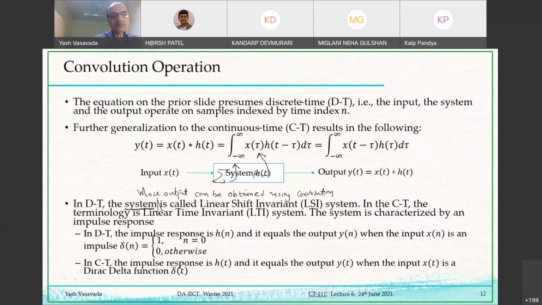So only this type of system, or systems which are called either linear shift invariant if it is discrete time, or linear time invariant if it is continuous time. And as we have said already, the defining aspect of such a system is the impulse response. So this is what we have done already, as seen earlier.